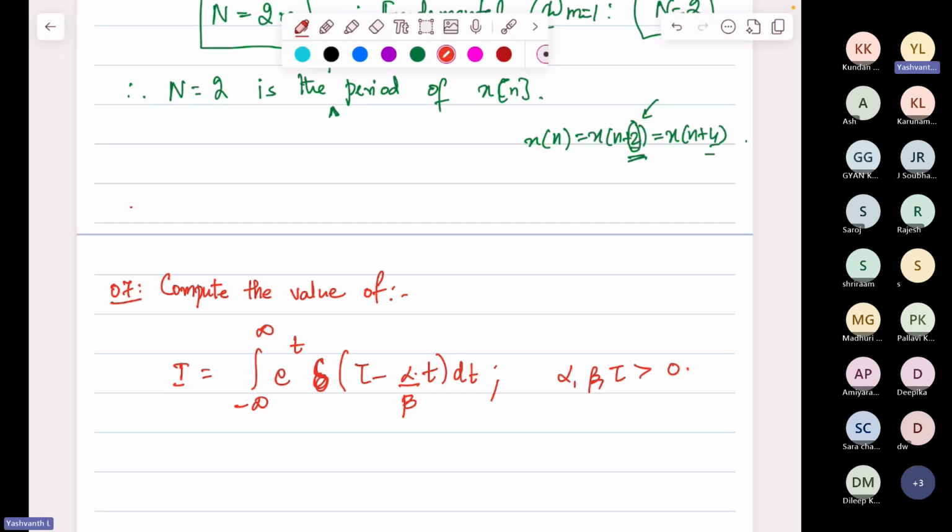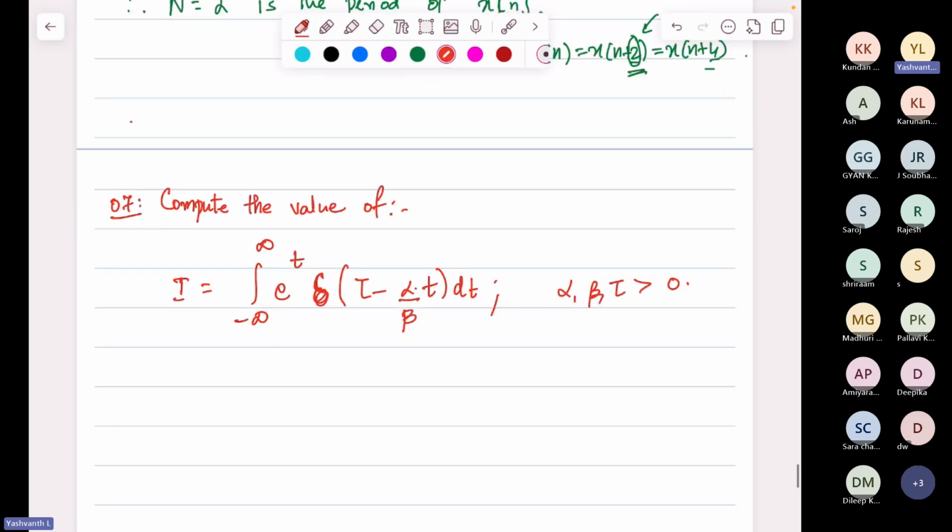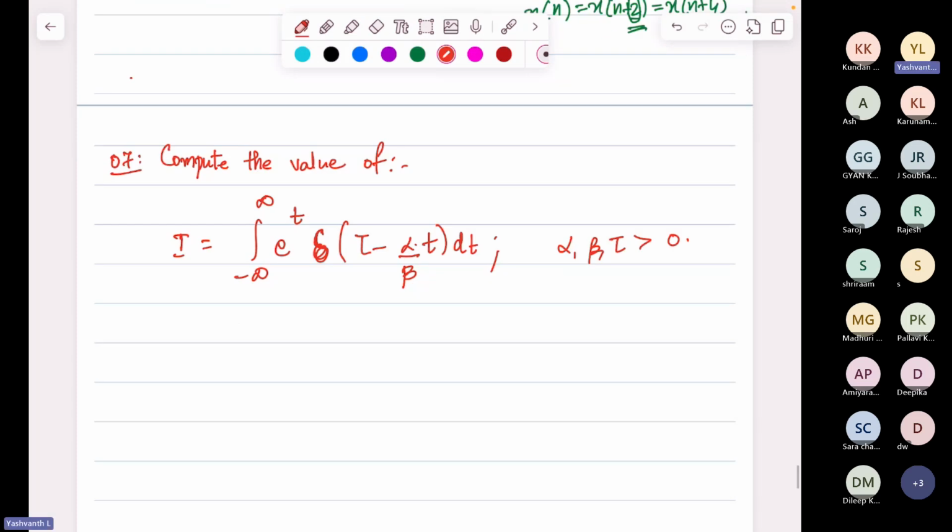Simple, actually. All we need to do is some standard tricks in integrals: do a variable substitution and then simplify. The first step is to define the dummy variable t dash as alpha by beta times the original variable t. This means dt dash is equal to alpha by beta into dt, or dt equal to beta by alpha into dt dash.